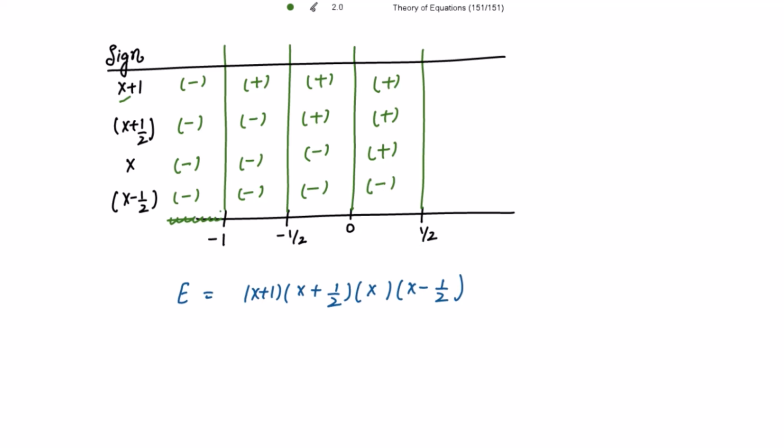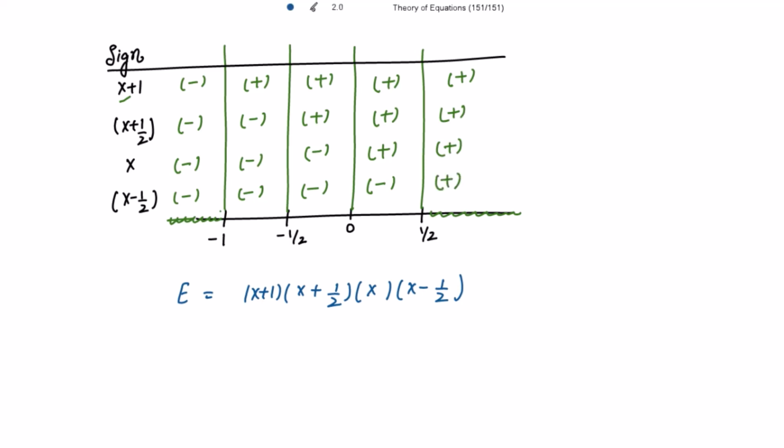Okay. Getting the sign of these factors for the values of x greater than 1/2. For that, x plus 1 is taking the positive sign. X plus 1/2 is also having the positive sign. X itself is positive and x minus 1/2 is again positive.